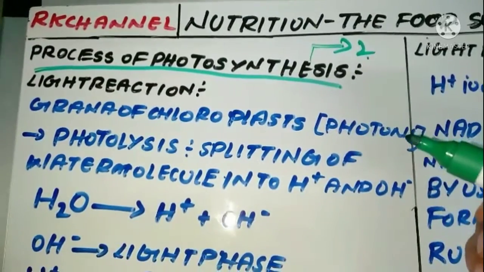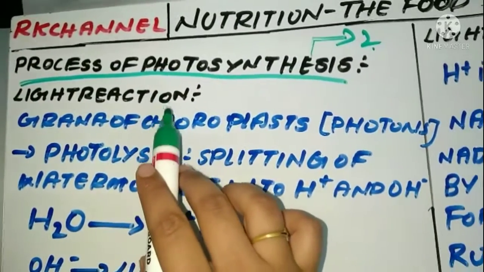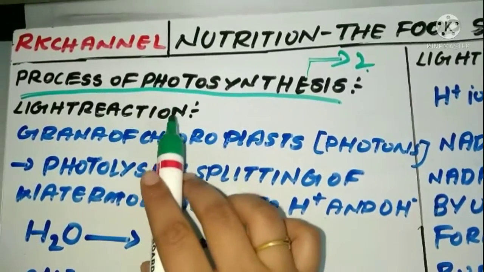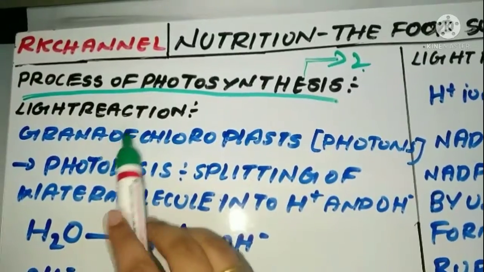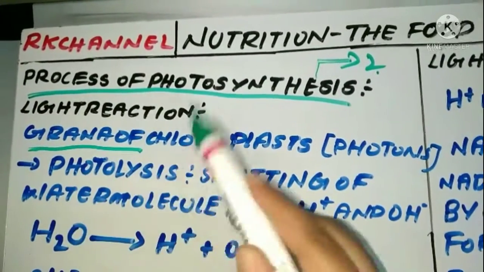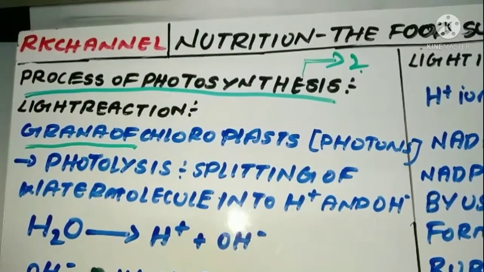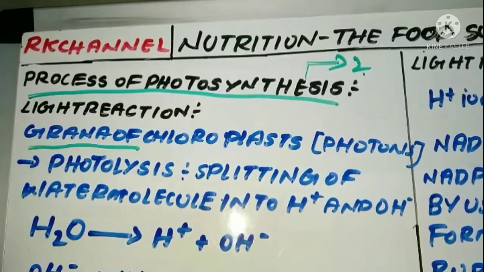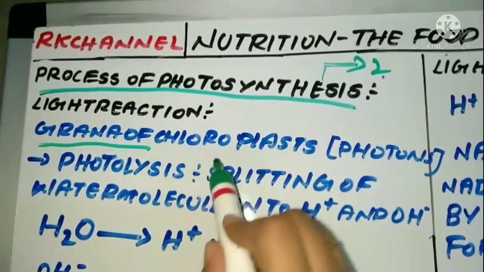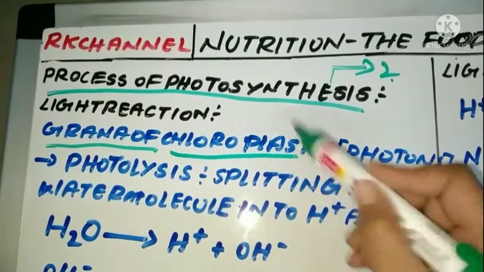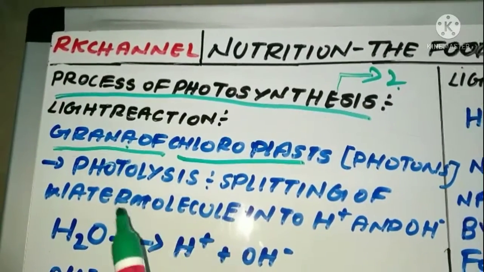Now let us see the first reaction, that is light reaction. Light reaction can also be called light dependent reaction or photochemical phase. First, light reaction is going to take place in grana of chloroplast. Already I explained you all about the structure of chloroplast in the before video. If you did not see that video, please watch that video and then watch this video. Chloroplast consists of three membranous structures and the light reaction takes place in grana of chloroplast.